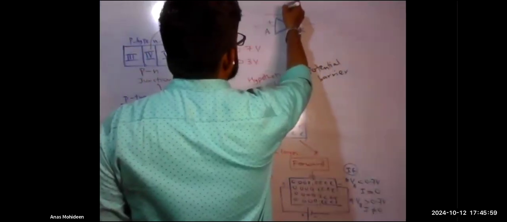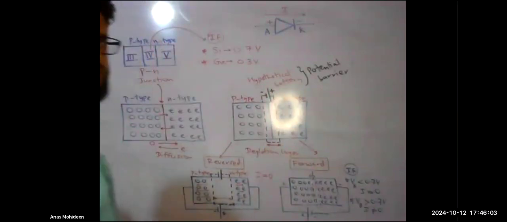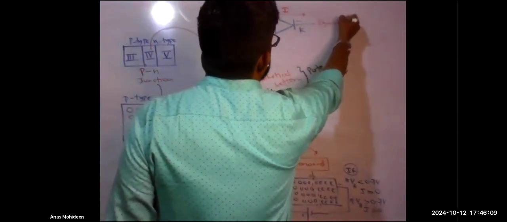And remember, the current passes only in this direction. This is the direction the current passes. In the opposite direction, this is something like a stop mark. It doesn't allow the current to pass in the opposite direction. So this is the symbol of the diode. So all what we are speaking about is the PN junction diode. This is the symbol of diode we are giving.